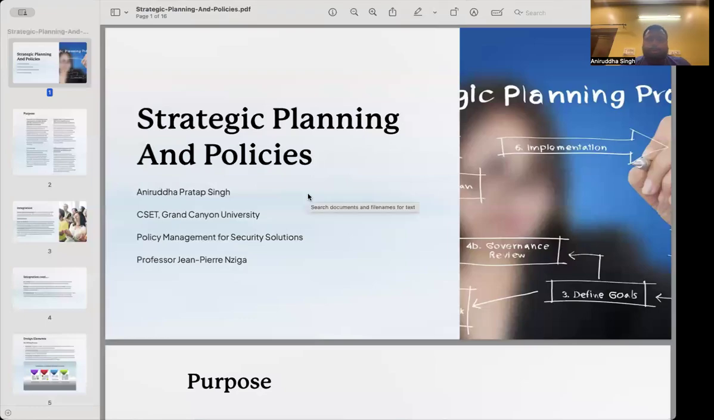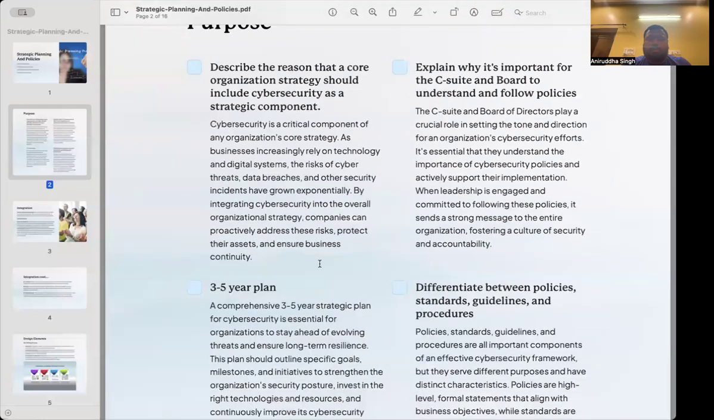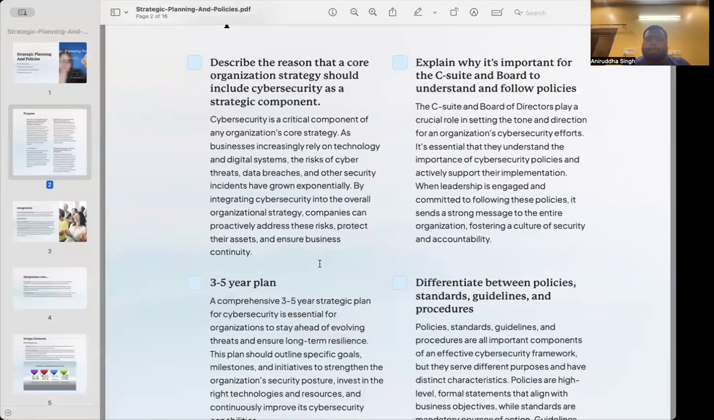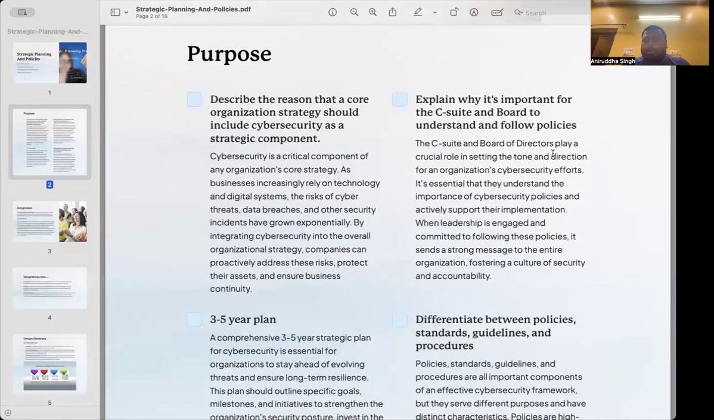Hi everyone, we are going to understand what it means to do strategic planning and policies. So let's understand the purpose. Cybersecurity is a very critical component of any organization's core strategy. As the organization evolves, it also increases the risk, and we need to make sure that our assets are protected and our business is running continuously.